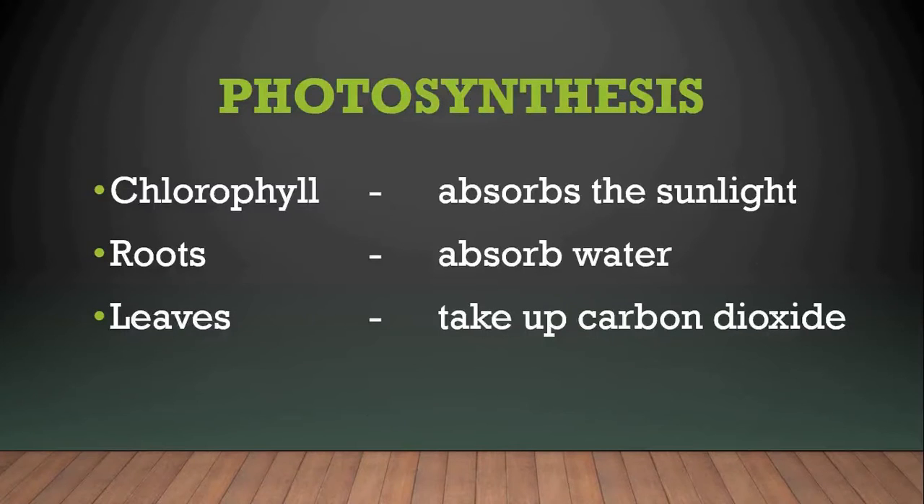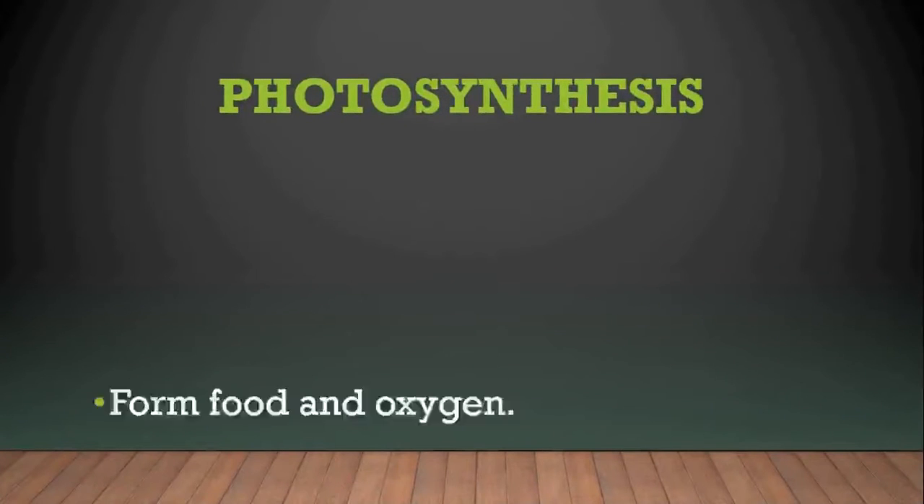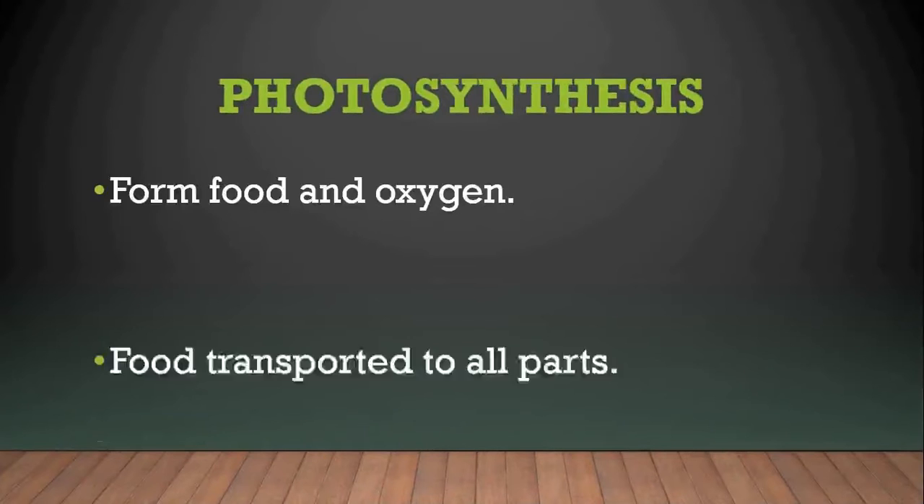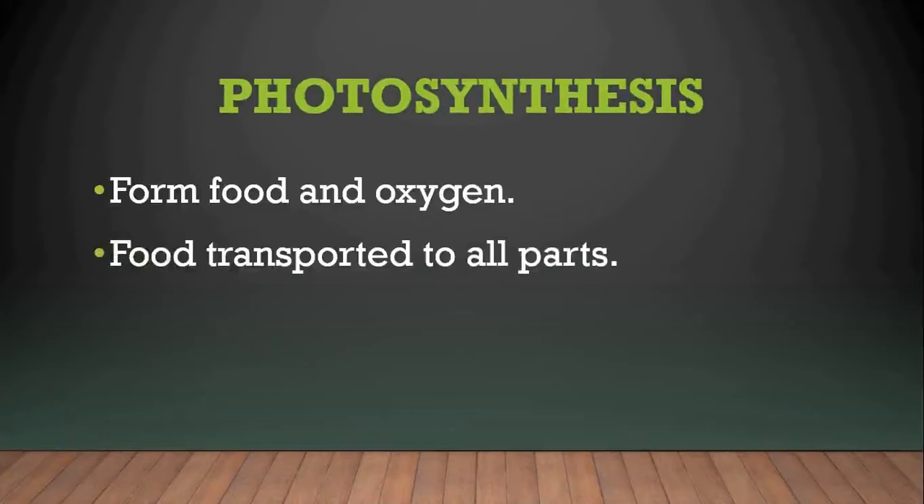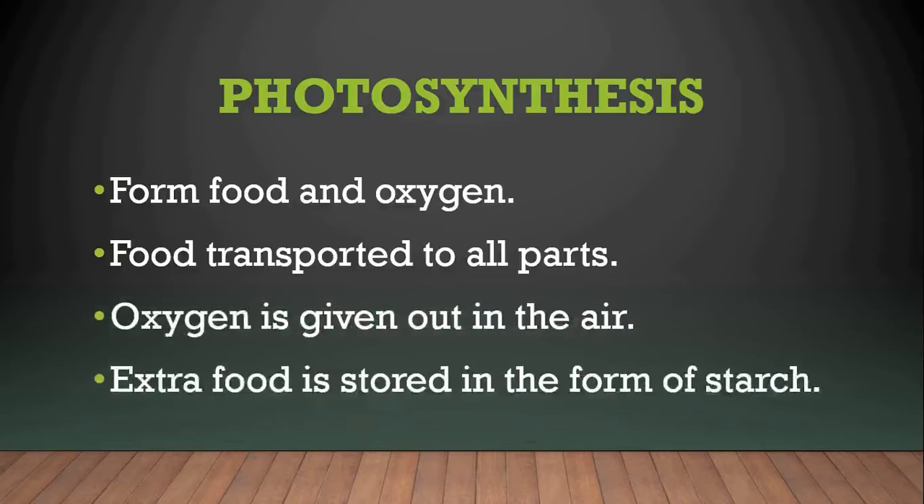The chlorophyll present in leaves absorbs the sunlight. This in turn makes water and carbon dioxide form food and oxygen. The food is then transported to all parts of a plant and oxygen is given out in the air. The extra food is stored in the form of starch in leaves and other plant parts.